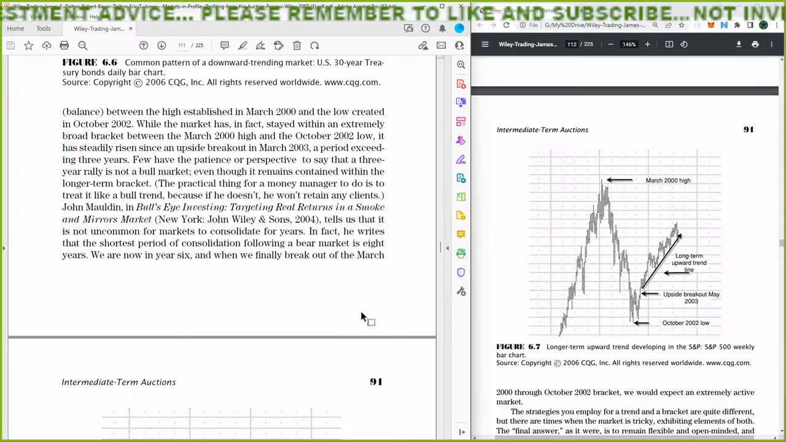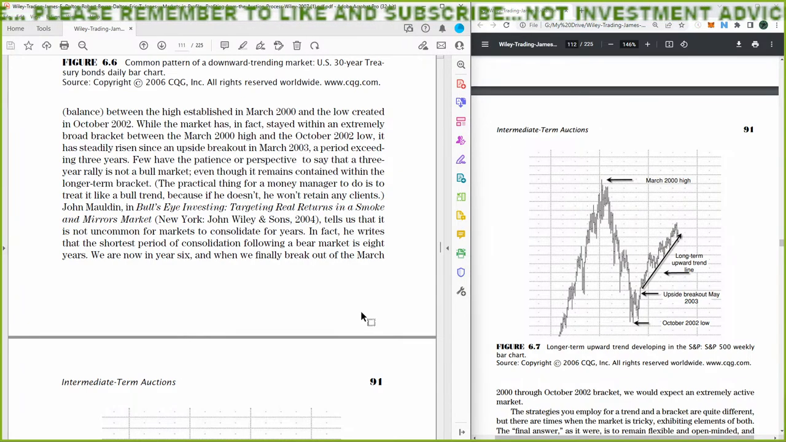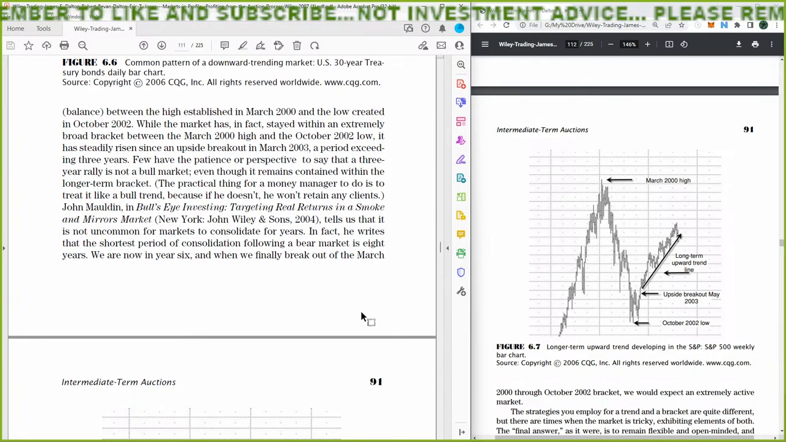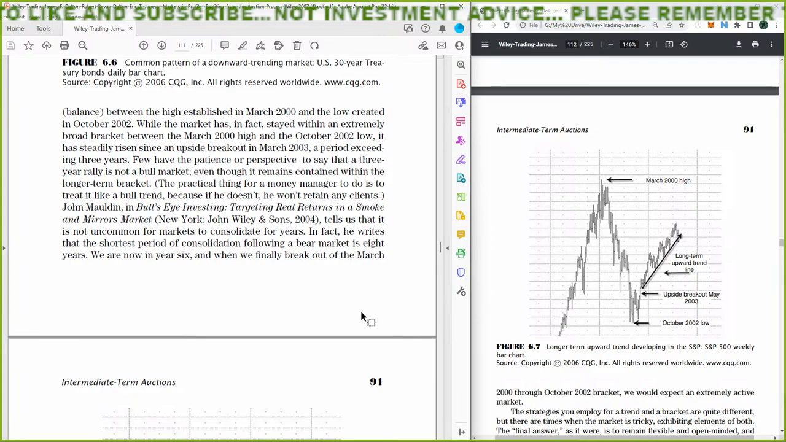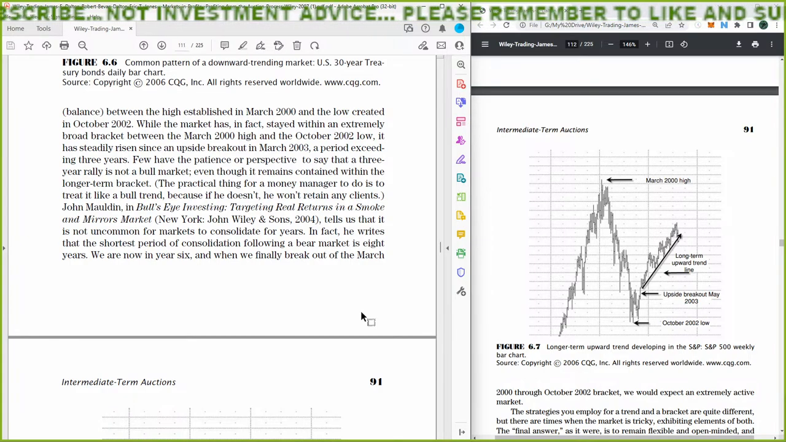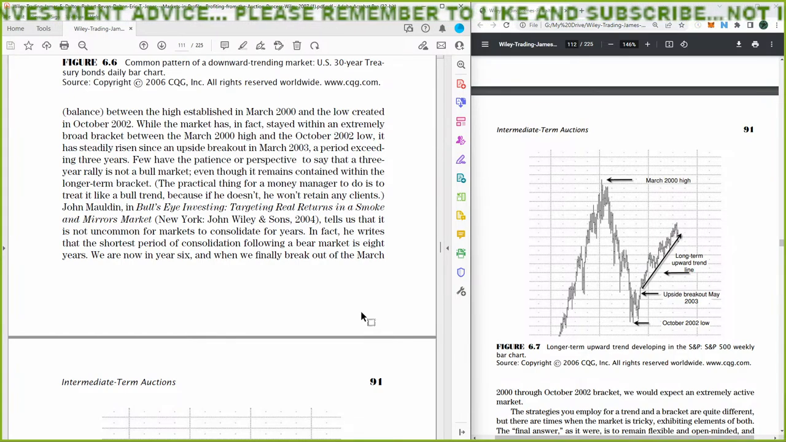Do you have the patience or perspective to say that a three-year rally is not a bull market, even though it remains contained within the longer-term bracket? The practical thing for a money manager to do is to treat it like a bull trend, because if he doesn't, he won't retain any clients.